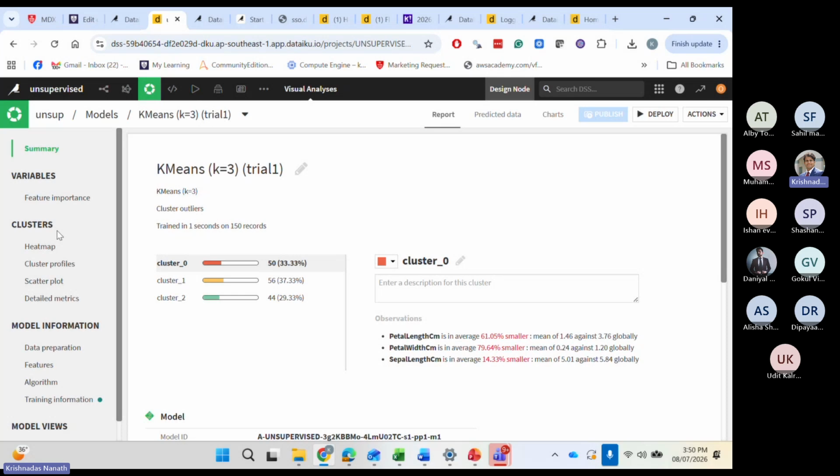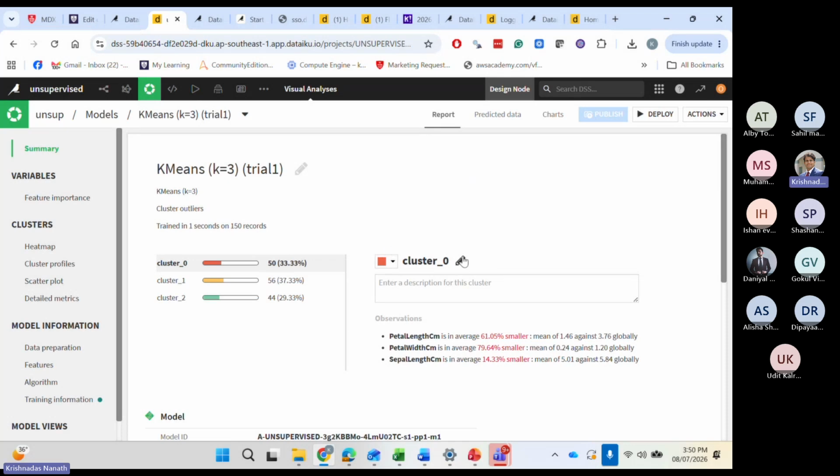And when you click on the next cluster, so have a look, cluster 1, also it gives you some interpretation. Cluster 2, also it gives you some interpretation on how cluster 2 is a bit different from cluster 1, is a bit different from cluster 0. All these insights are quite interesting.